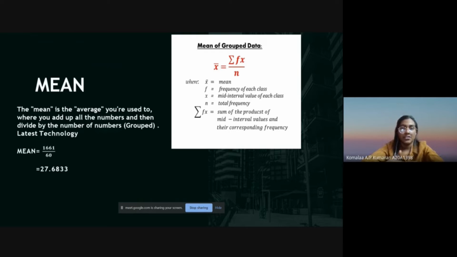So the calculation of the mean is equal to the total fx divided by the total frequency. Therefore, 1661 divided by 60. So the mean is 27.6833.